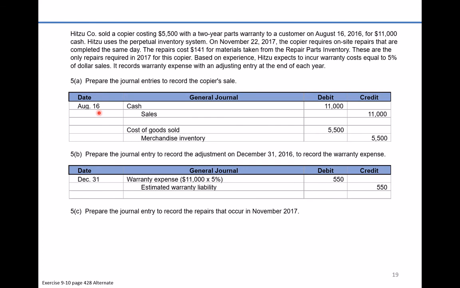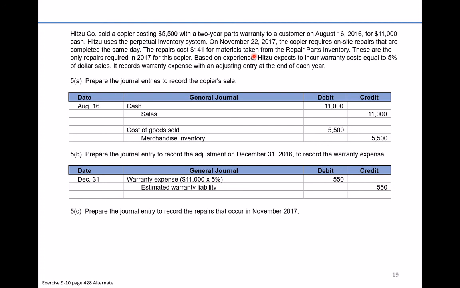Prepare the journal entry to record the repairs that occurred next year, November 2017. Okay. Remember what the repairs cost? Repairs cost $141. We're taking that out of inventory. So what's happening in inventory? Inventory is going down. Inventory goes down with a what? A debit or credit entry. We're going to credit inventory for $141.